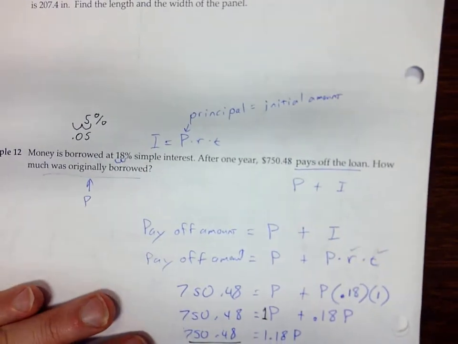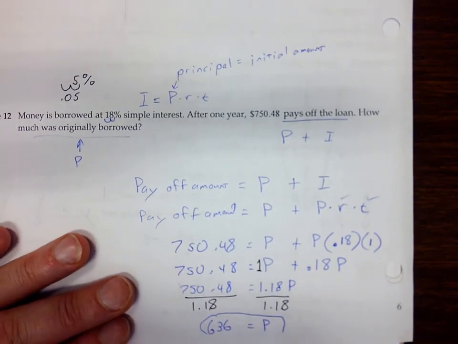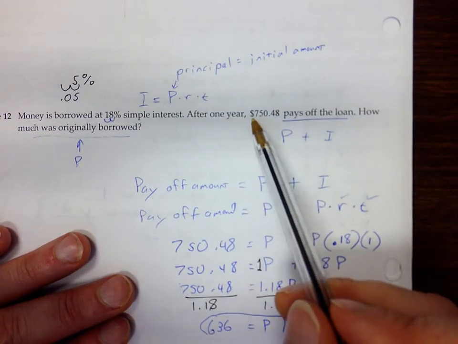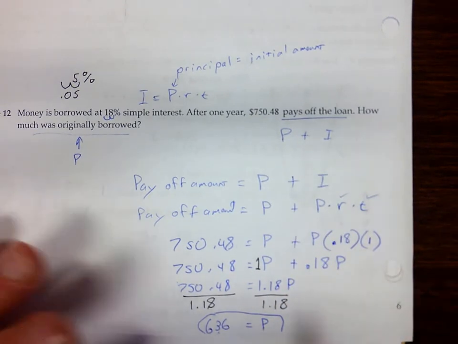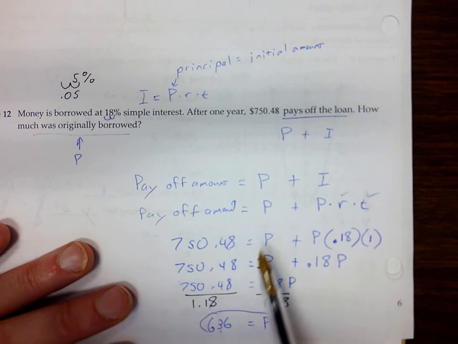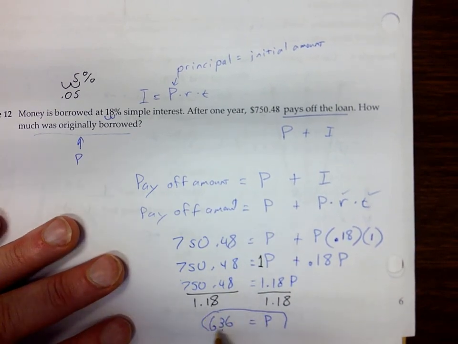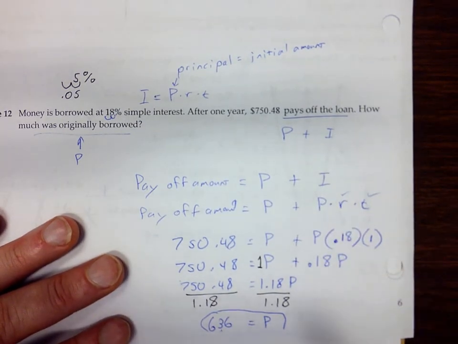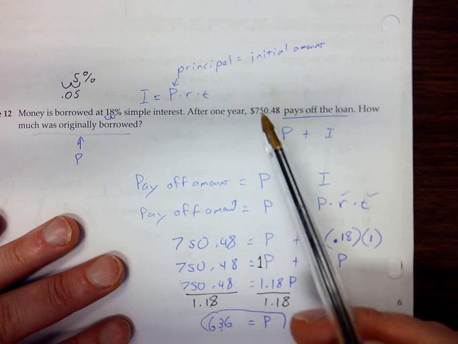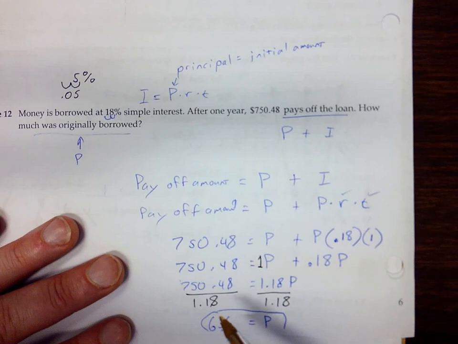You should do a quick gut check with these problems if you can. How much was originally borrowed? $636. Does that make sense? At the end of the year, $750 pays off the loan. So, if nothing else, you should say, okay, the principal's just a little bit less than what you pay off. And that makes sense, right? Because you're going to have to take this $636 and pay some interest on that, right? So your payoff amount should be slightly larger than our initial amount, our principal.